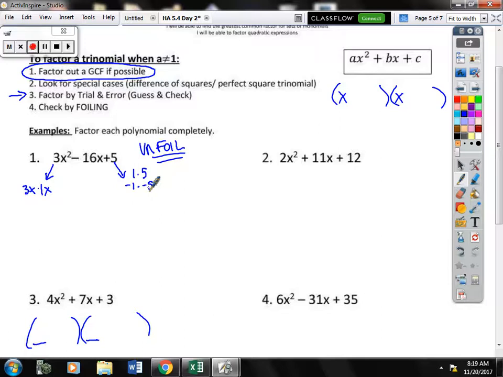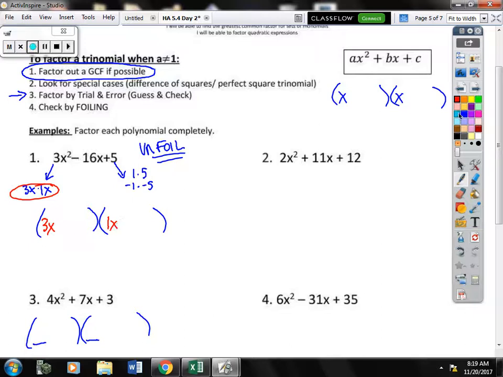And then you literally just set up a template and you start trialing and erroring, plugging in numbers. And then you check by foiling. Now the nice thing that we do have about this one is there's only one option. 3x and 1x. Like, you could write those in permanent marker. Those aren't going to change in this example.